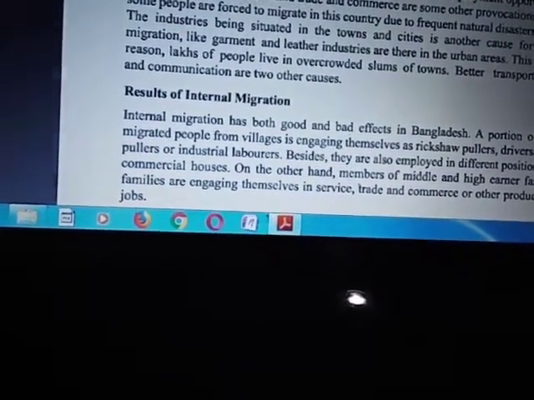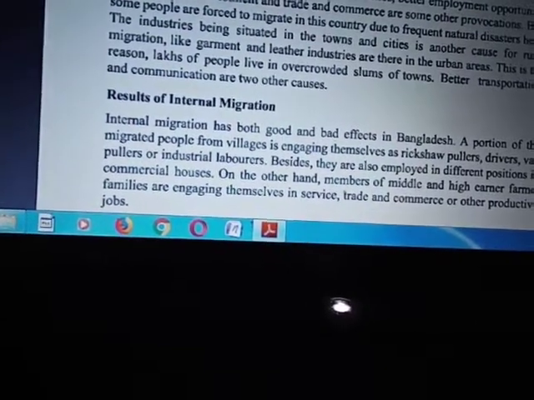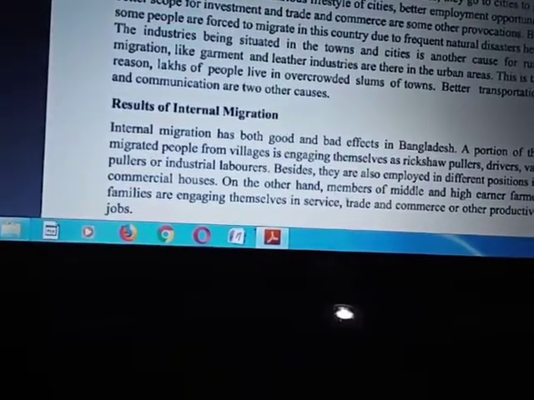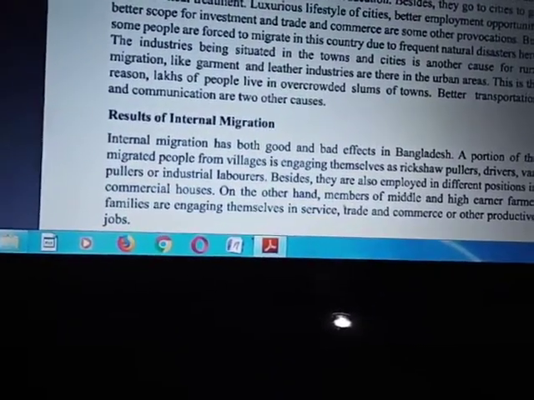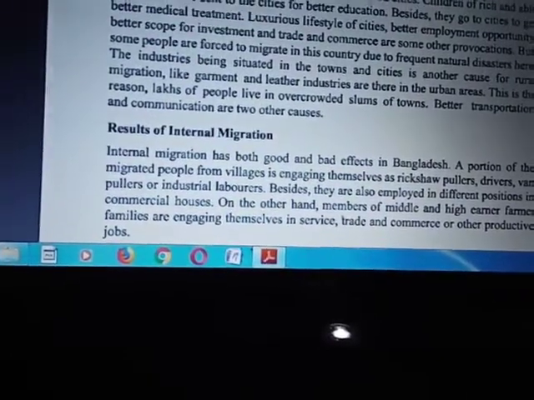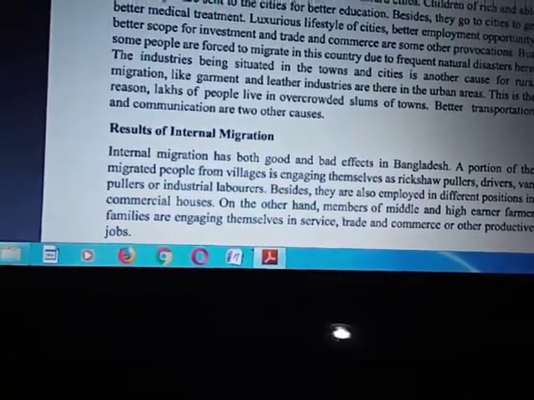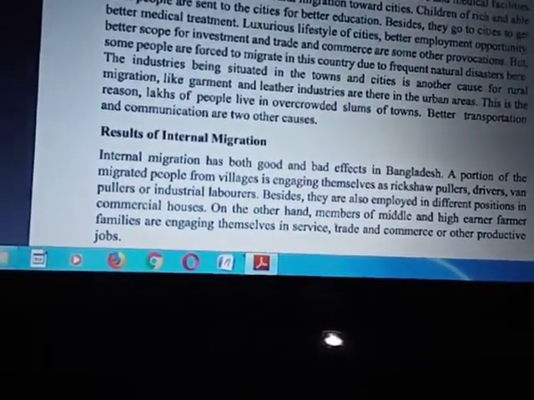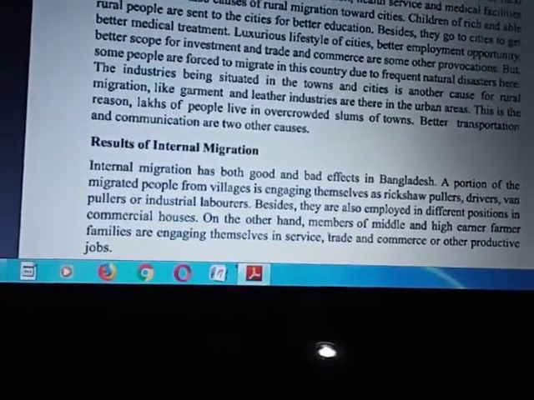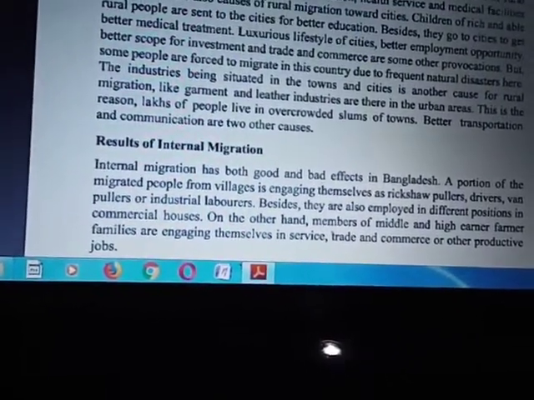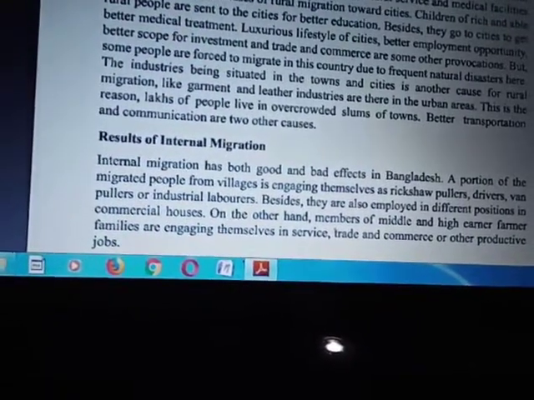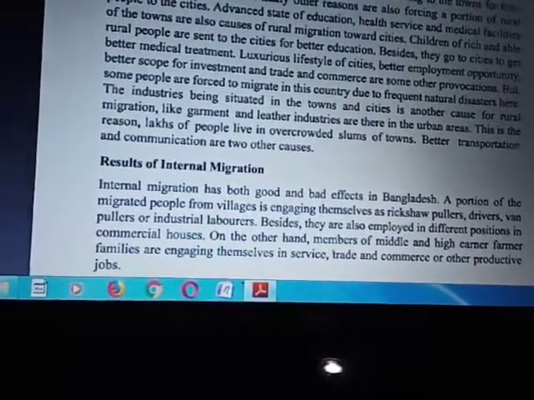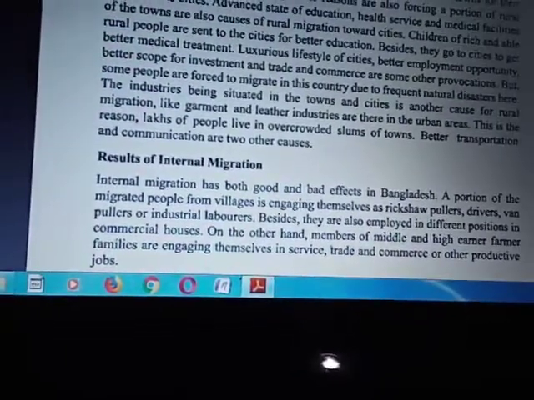The economic crisis is compelling people to leave villages in search of jobs in cities, and for this reason, like natural calamity, they come to the city in search of jobs. People from river erosion areas are rushing to the towns for their survival. Poverty, need, and many other reasons are also forcing a portion of rural people to the cities. Advanced state of education, health service, and medical facilities of the towns are also causes of rural migration towards cities.